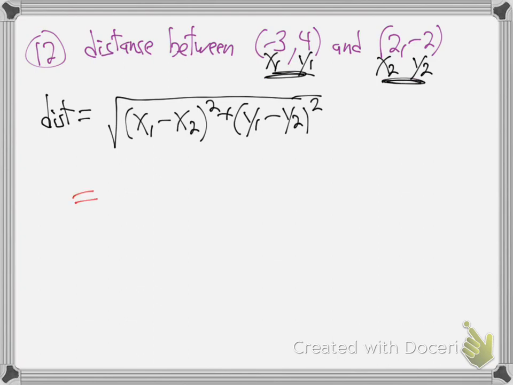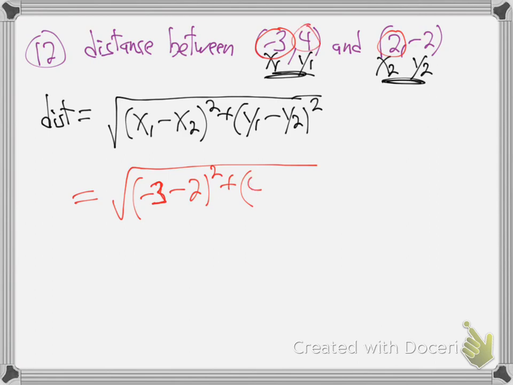So here we go. So this is going to be the square root of x1, negative 3, minus, that's a 3 there, minus x2, which is 2, squared, plus y1, 4, minus, and y2 is negative 2. See the double negative there, the minus from the formula, and y2 is also negative 2, squared.